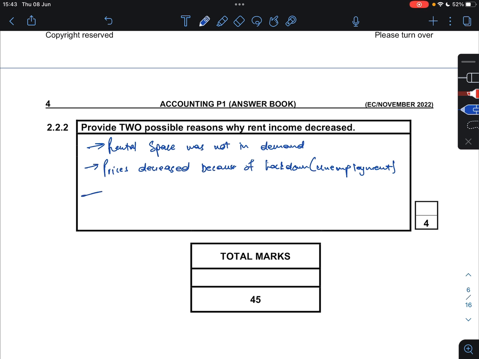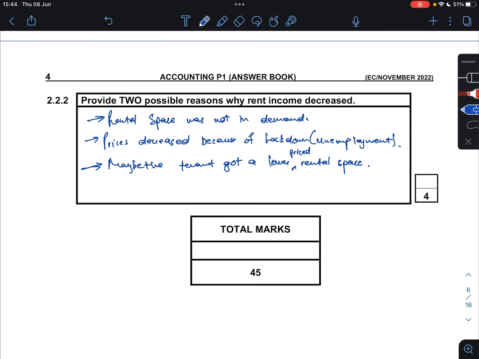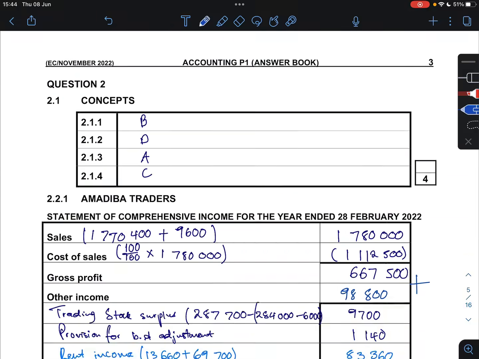Okay, so also I was talking about maybe the tenant got a cheaper offer, or a lower rental space, a lower priced rental space. And then we maybe decided to negotiate a price lower than what they got on the other space. So that's just about it for today, and that is your income statement.